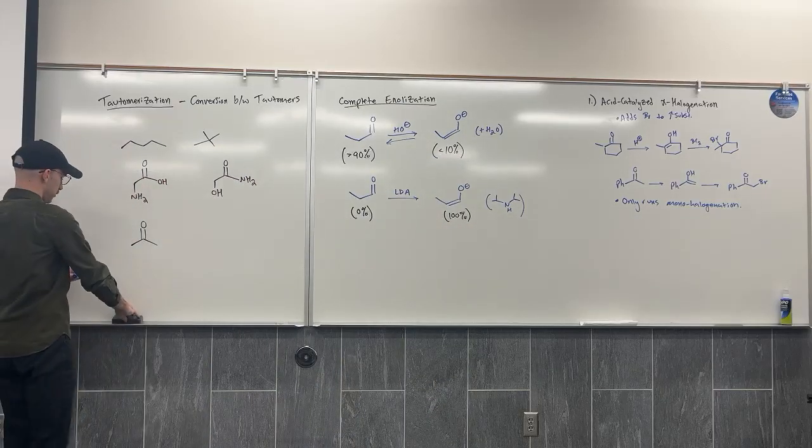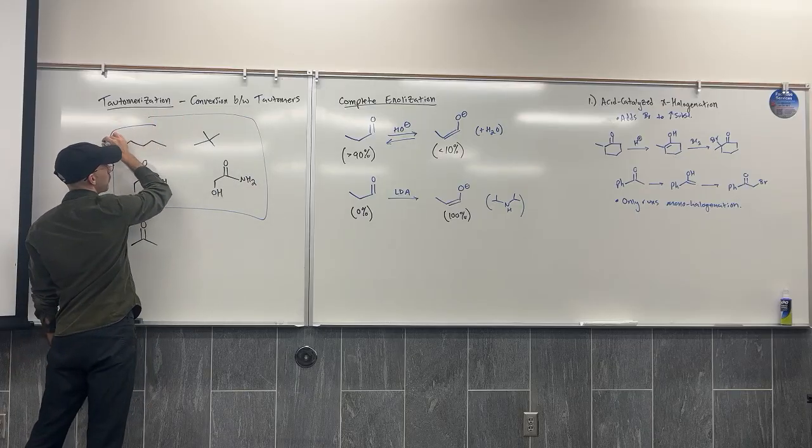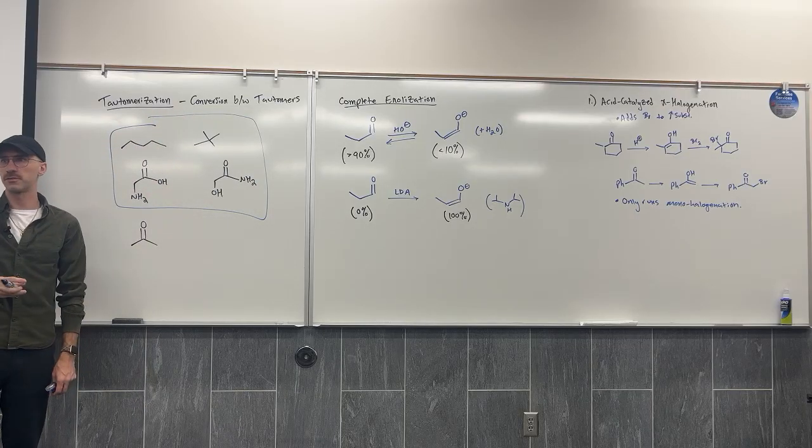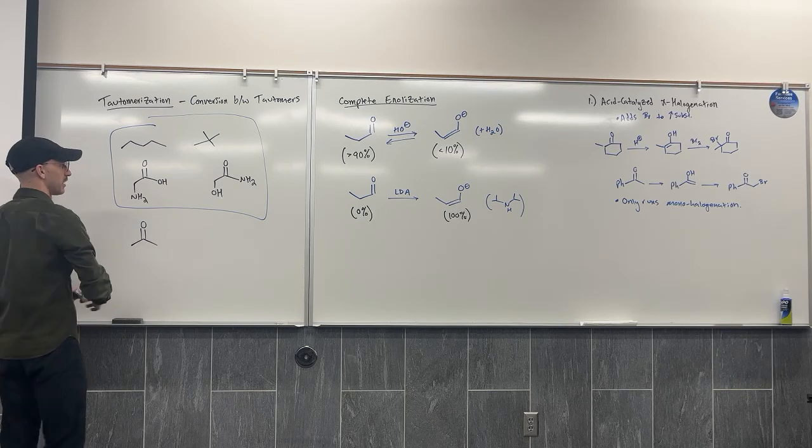Was this too confusing? I don't think I clarified this well. These aren't tautomers. That was clear, right? These are just other types of structural isomers that can't be chemically converted. I didn't want that to be left hanging.